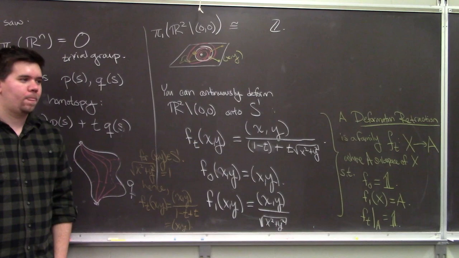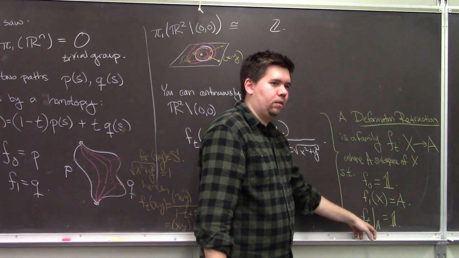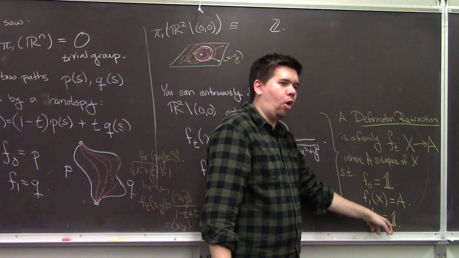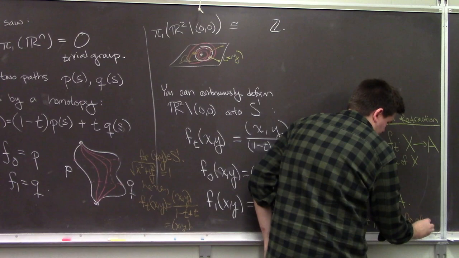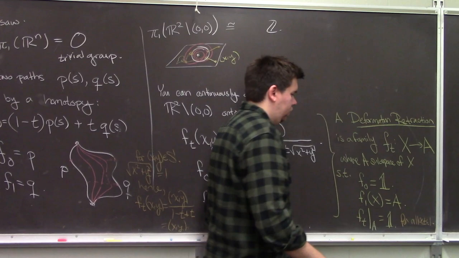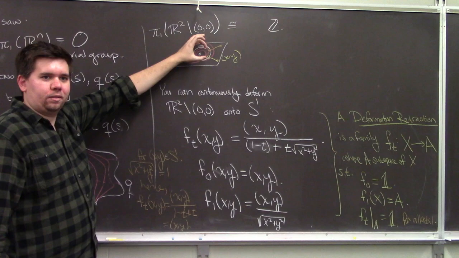Yeah? What does the third one say again? That the map restricted to the subspace. So if you just look at what the map does to your target subspace, it is the identity at all times, for all t from 0 to 1. Like here, everything on the unit circle stays fixed, whereas all the other space comes flying into the unit circle.